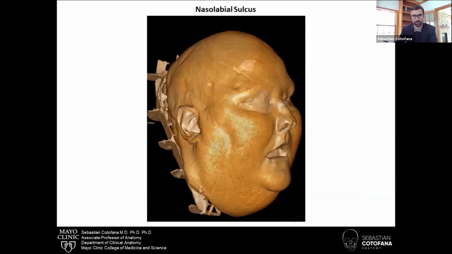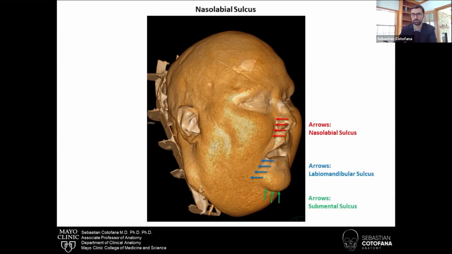When you do CT scans, you can also see these respective areas, which I just discussed. Here you have your nasolabial sulcus. Here you have your labiomandibular sulcus, which is the marionette line, and then you have your submental sulcus. These structures can be very nicely identified and individualized in this area, which is great to understand because then you know how to treat them. You know how to treat this area.